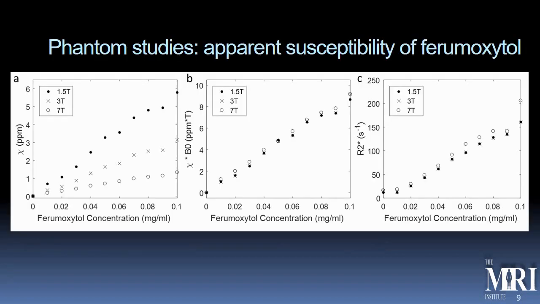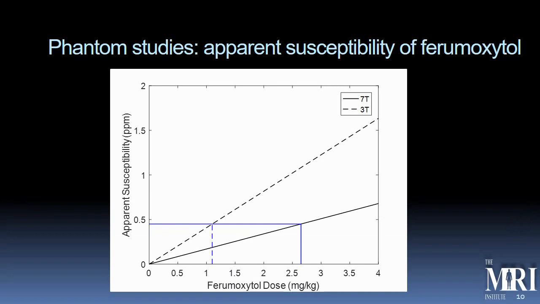First, we performed phantom studies and determined the relationship between the apparent susceptibilities and the concentration of Ferumoxytol at 1.5T, 3T, and 7T. At each field strength, the apparent susceptibility increased linearly as the concentration increased. The product of the apparent susceptibility and the field strength is constant at different concentrations due to the magnetization saturation. Using these relationships, we can predict the apparent susceptibility for a certain dose of Ferumoxytol.